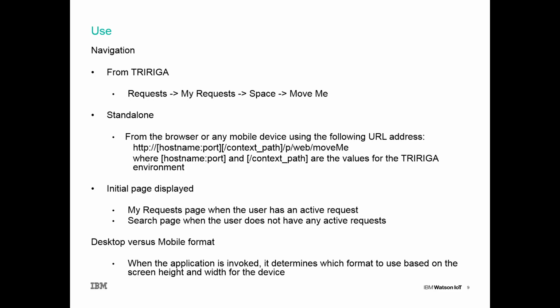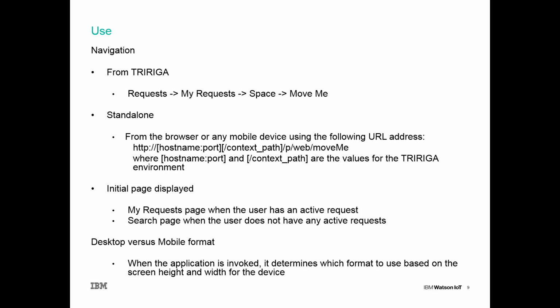Now we're going to take a look at how to use the Move Me application. To navigate to the application, the user has two different options. The first option is to navigate directly from TRIRIGA, and the second option is to navigate via a browser by specifying the correct URL address using the syntax shown in the center of the slide here.